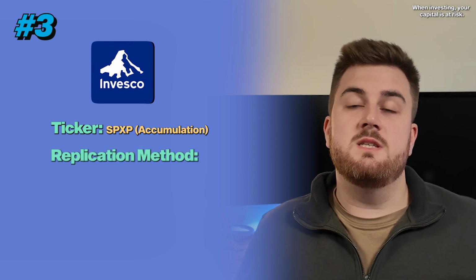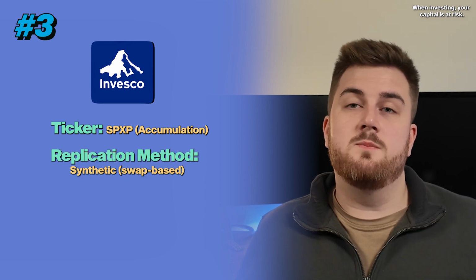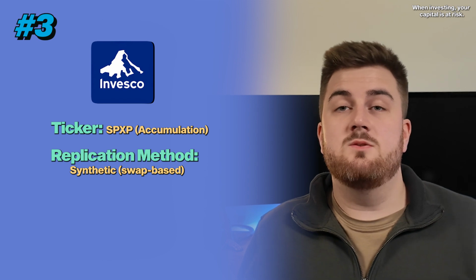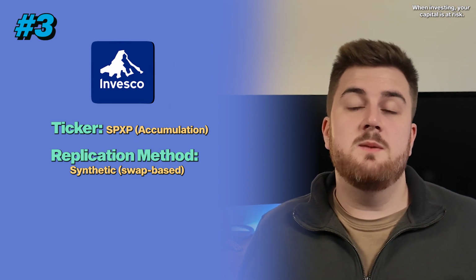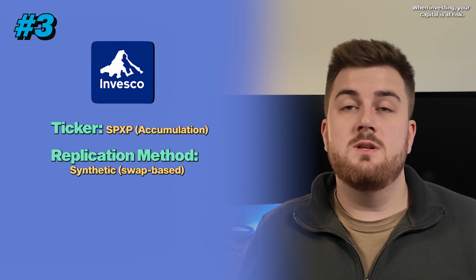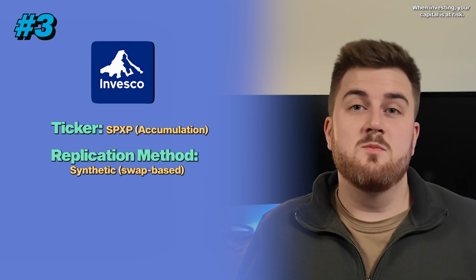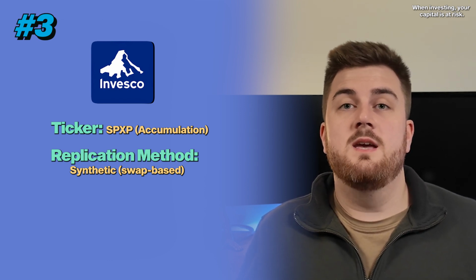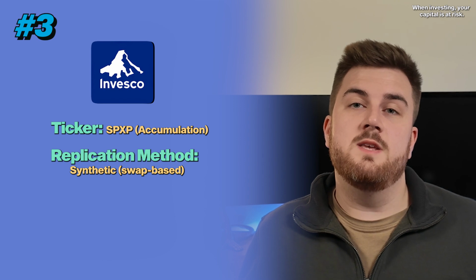This one's different because it uses synthetic replication, swaps, to replicate the S&P 500. So synthetic replication enters into a swap agreement with a counterparty, typically a bank or another financial institution, and that bank or financial institution promises to pay the returns of the S&P 500 in exchange for a swap fee and the returns of a collateral portfolio that the ETF holds.